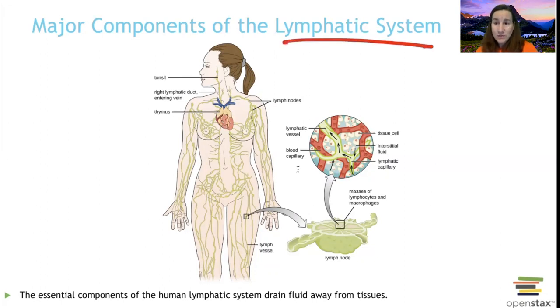And we're going to clean up that fluid and make sure that it's nice and pure before we dump it back into the bloodstream in our subclavian veins. So that's the job of the lymphatic system. Its major job is to take care of that fluid, make sure that we are not going to dump anything that is infected back into the bloodstream. We want to filter it and get rid of the fluid. So how do we filter it? Lymph nodes. Lymph nodes are where it's at.